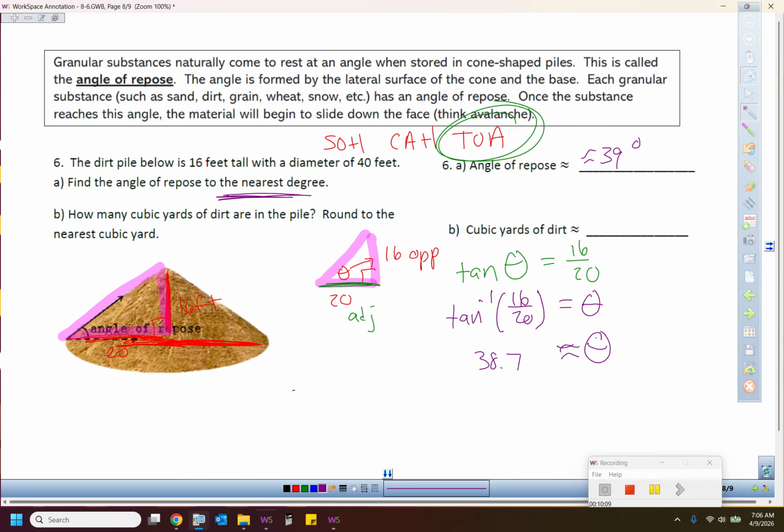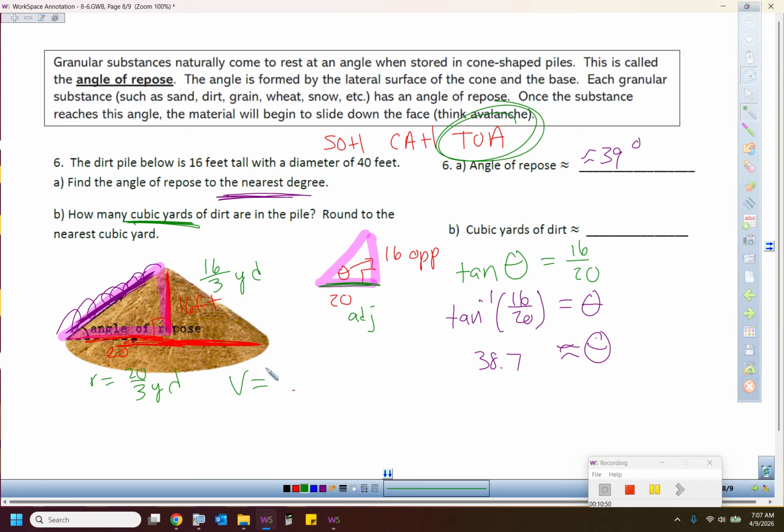So that's the angle of repose. For this particular dirt, it would only have this angle of 39 degrees before, if you kept piling more on, it would start to avalanche down thanks to gravity. Then part B asks how many cubic yards of dirt are in the pile. That's where we want to find the volume, but we have to change our dimensions into yards. So the height will be 16/3 yards because we need to divide by 3, and the radius is 20/3 yards.